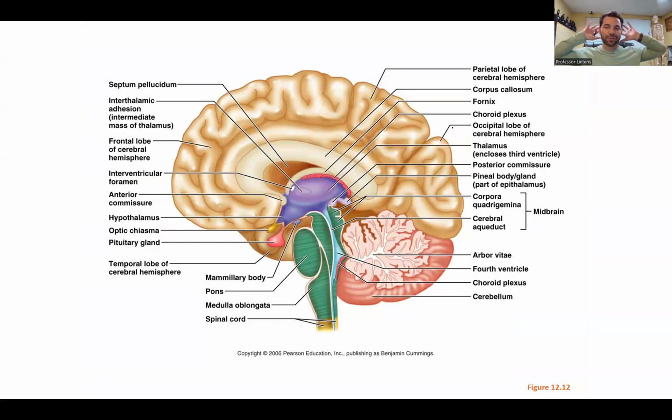Those are all superficial structures of the brain. Cool. Pretty basic. Remember them. Remember the sulci, the gyri, and the fissures, right?